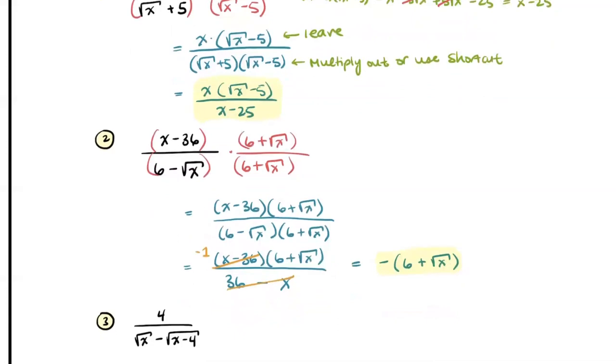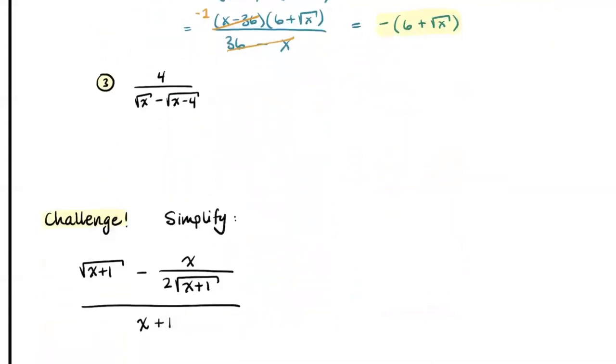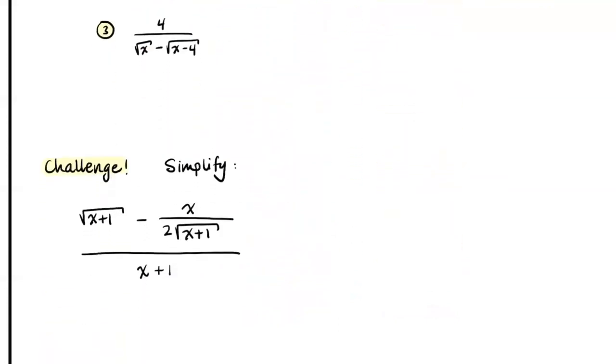All right, example number 3, before I get to this crazy challenge example here. Don't look at that yet. Let's just try example number 3. Again, pause this video and try to work this out on your own. The instructions still are to rationalize the denominator.